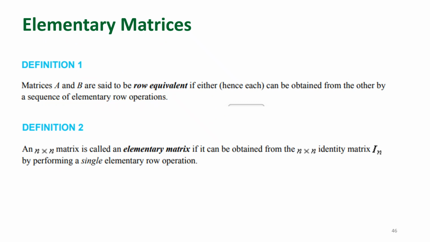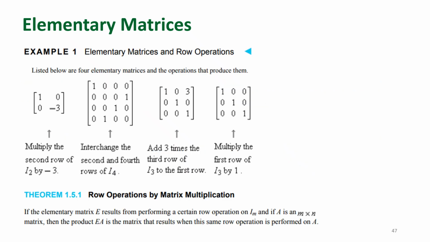So this concept is crucial to understanding the relationship between different matrix forms in order to solve linear systems, like we mentioned earlier at the beginning. And the second definition is about the elementary matrix. When you have an n by n matrix, it's called an elementary matrix if it can be obtained from the n by n identity matrix by performing a single elementary row operation. Okay, let's see the example here.